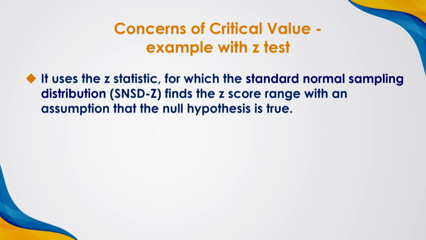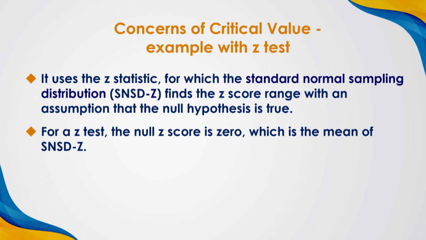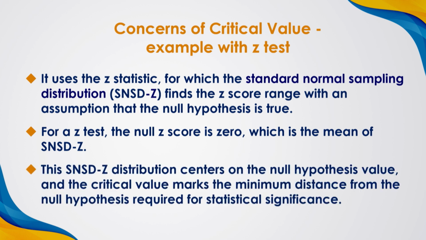Concerns continue with an example of the Z test. It uses the Z statistic, for which the standard normal sampling distribution finds the Z score range with an assumption that the null hypothesis is true. For a Z test, the null Z score is 0, which is the mean of the standard normal distribution. This standard normal sampling distribution centers on the null hypothesis value, and the critical value marks the minimum distance from the null hypothesis required for statistical significance.